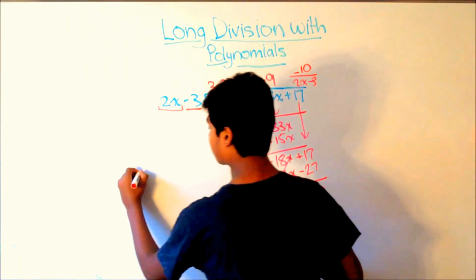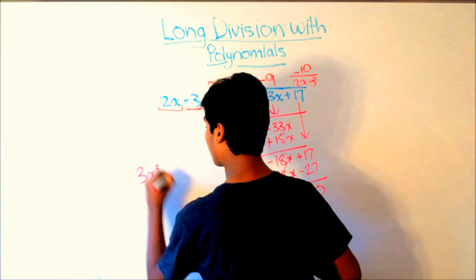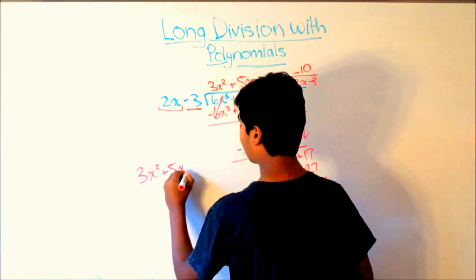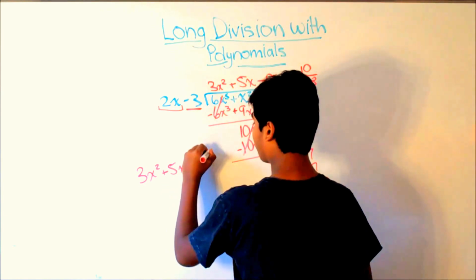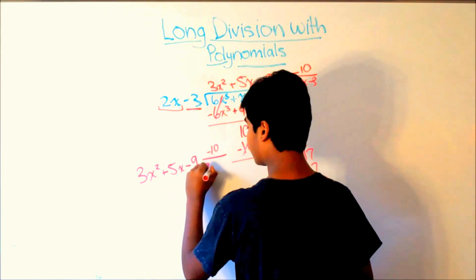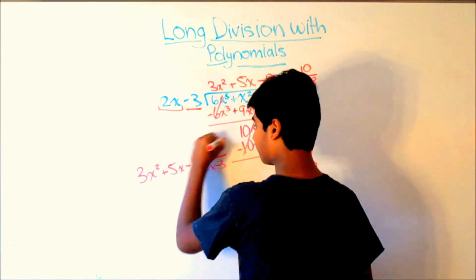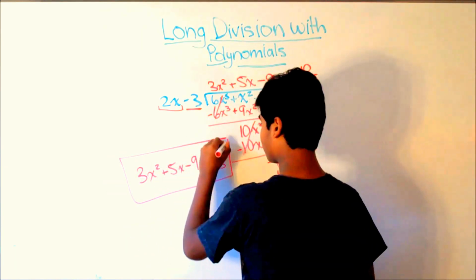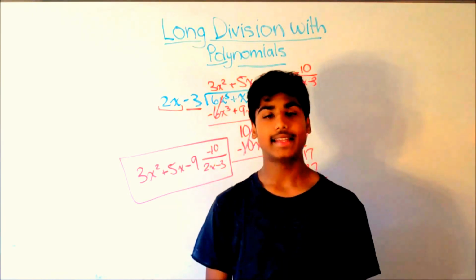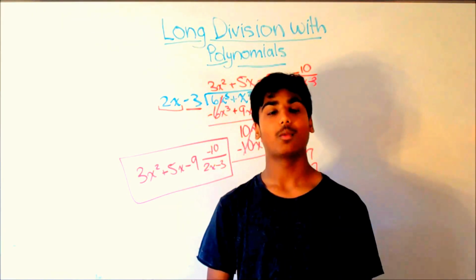So the answer would be 3x squared plus 5x minus 9 with the remainder of negative 10 over 2x minus 3. Today we learned about long division with polynomials.